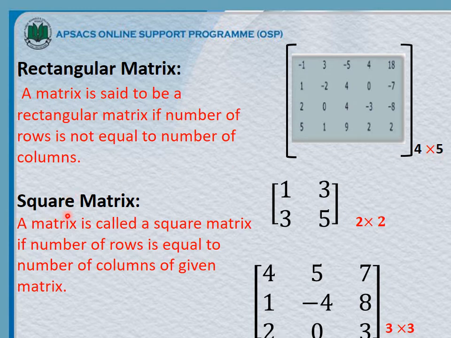Similarly, what is a square matrix? As we know, what is a square? All the four sides are equal. It means the number of rows would be equal to number of columns in a square matrix. You can see here we have this example. Here how many rows are there and how many columns are there? Here is its order 2 by 2. It means this is a square matrix because number of columns are equal to number of rows. Similarly, this is also 3 by 3 matrix because we have 3 columns and 3 rows here. So these two are the examples of square matrix.